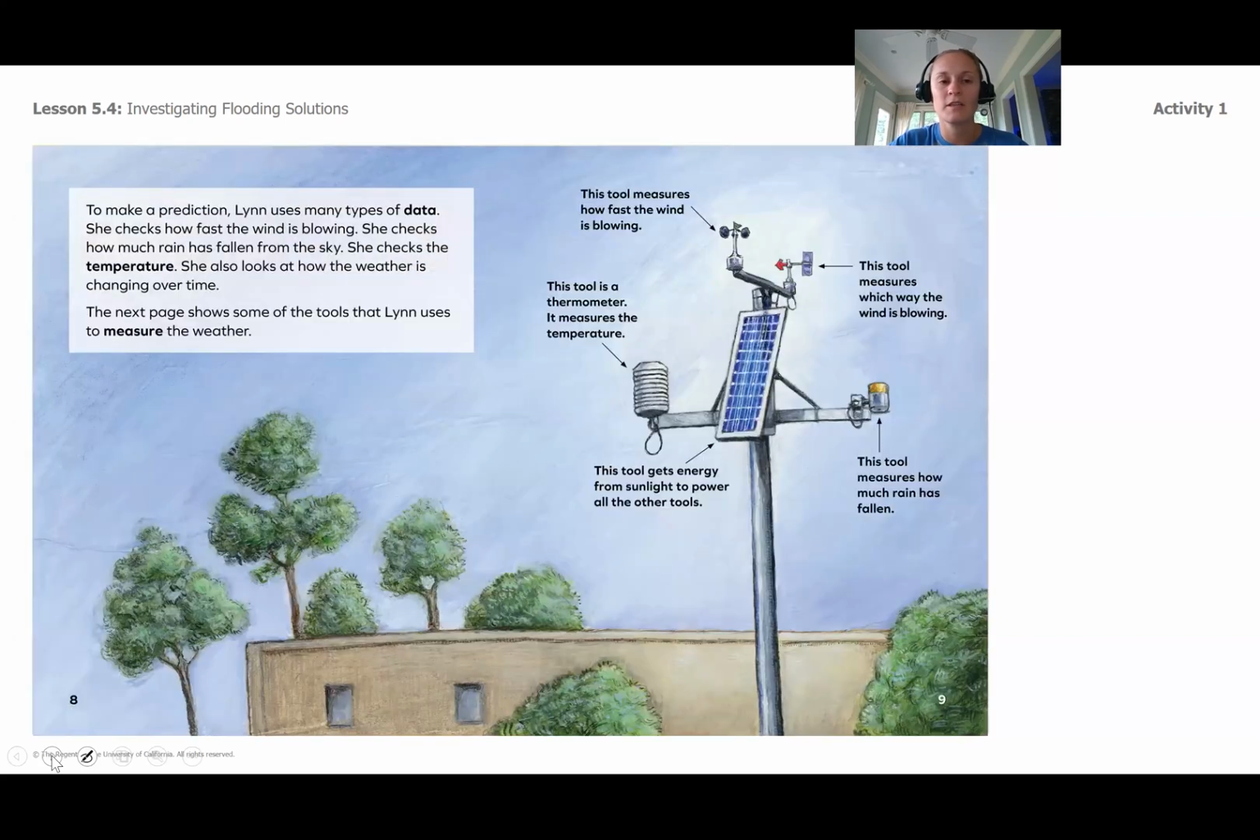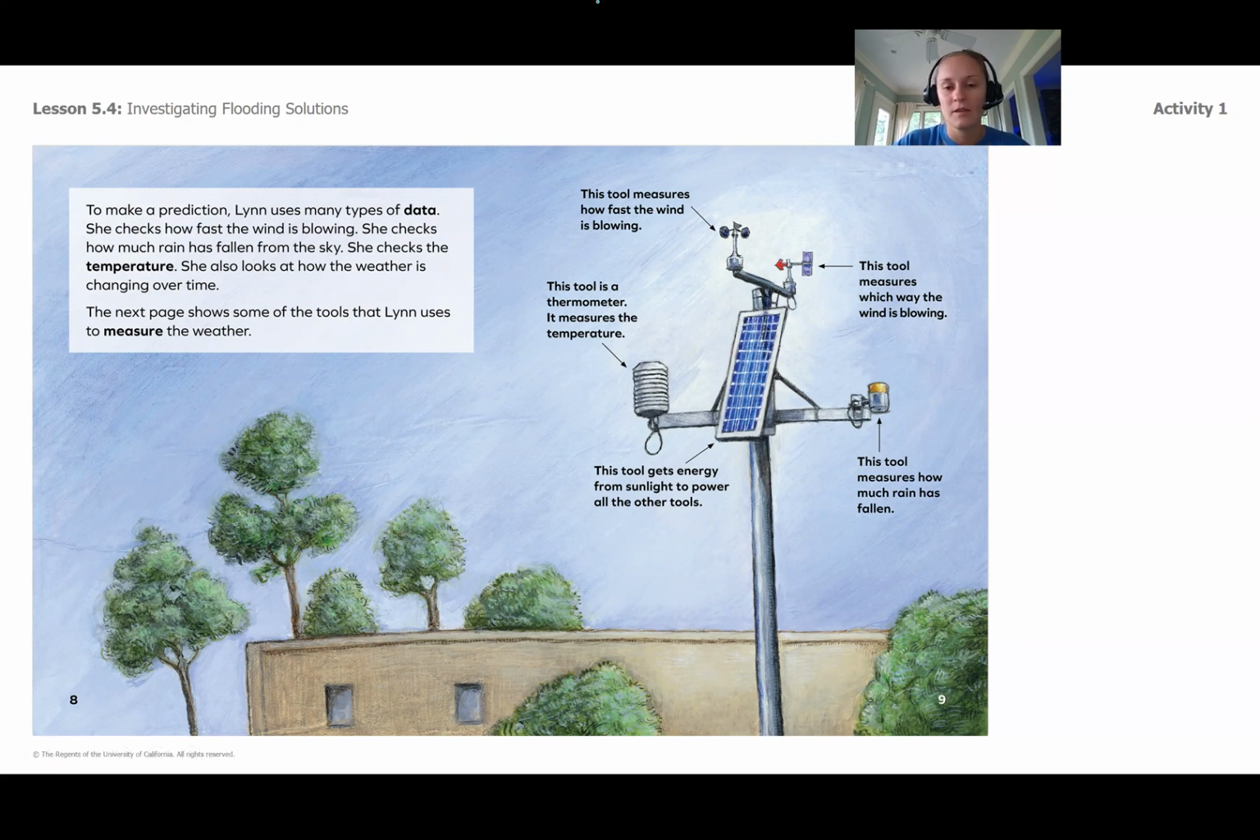To make a prediction, Lynn uses many types of data. She checks how fast the wind is blowing. She checks how much rain has fallen from the sky. She checks the temperature. She also looks at how the weather is changing over time. The next page shows some of the tools that Lynn uses to measure the weather.